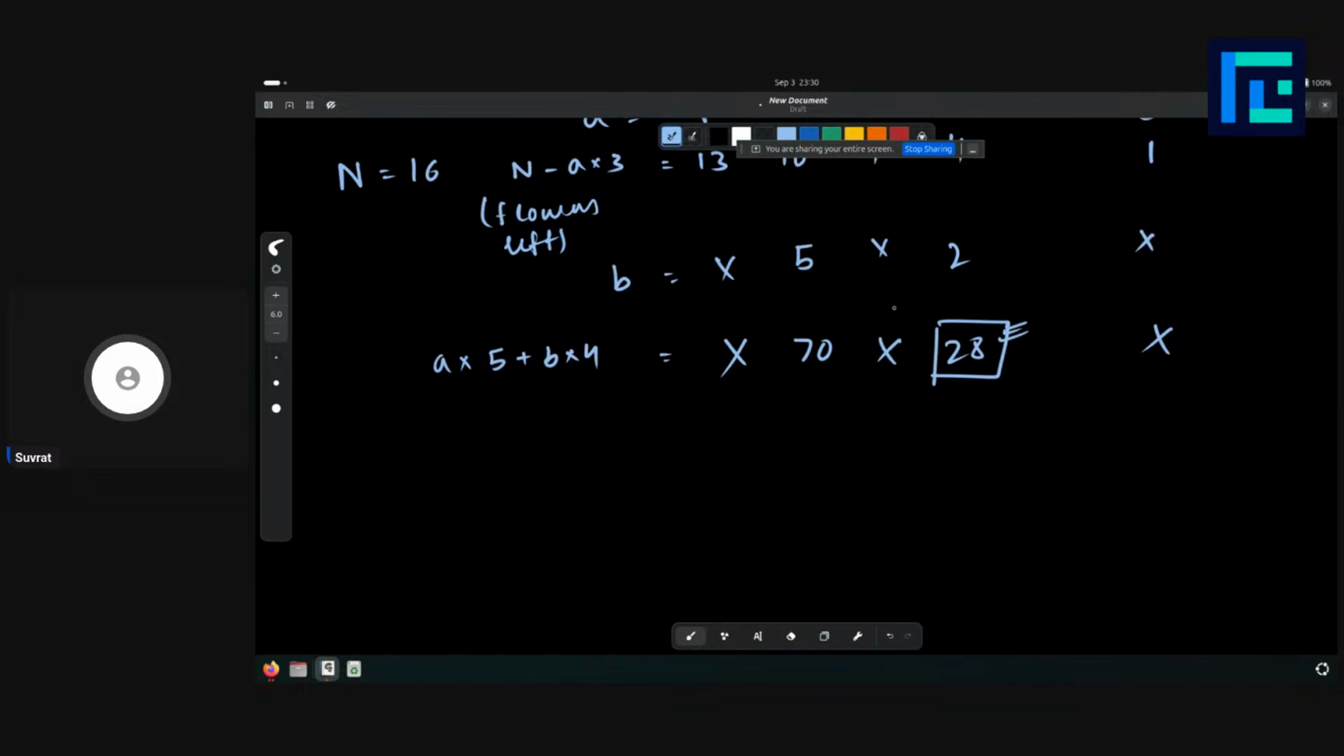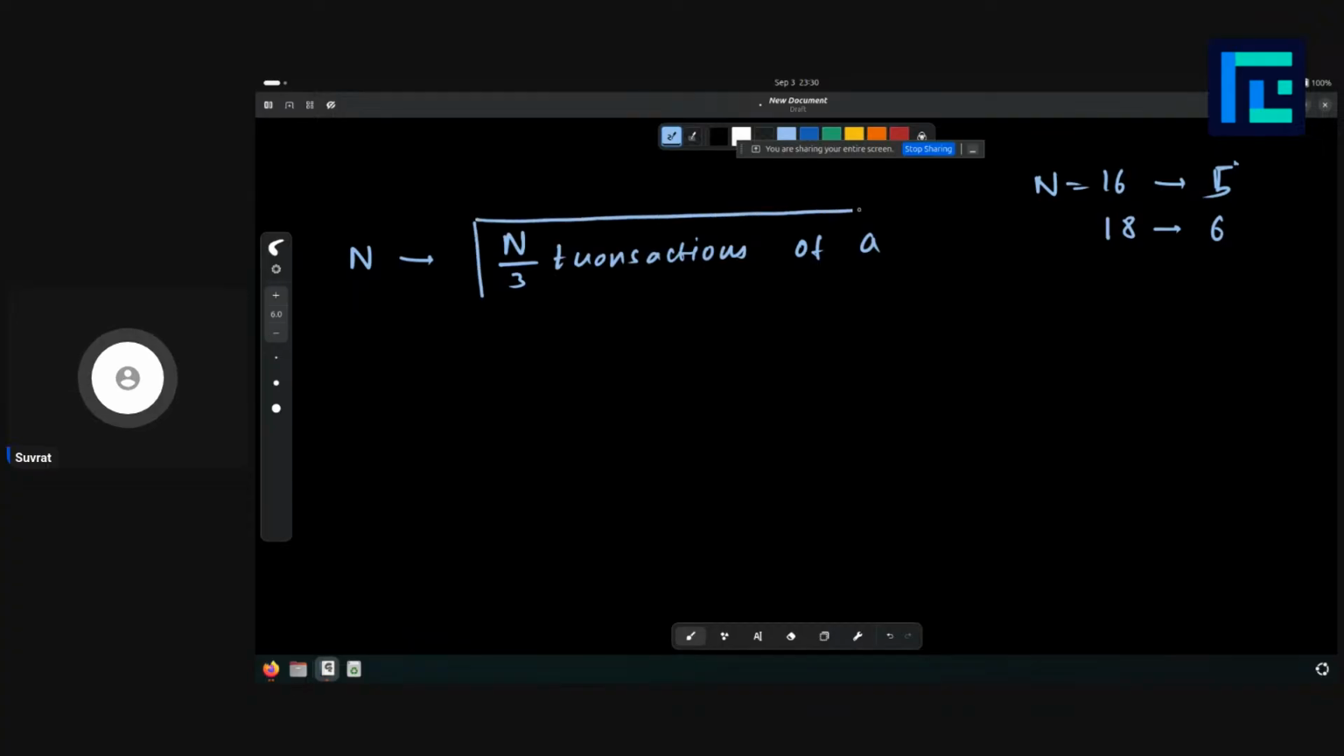So what we can do, for an N, we can do a maximum of N by 3 transactions of A, right? Basically a floor. Whenever I don't specify, it would be floor division only. So N by 3 transactions of A would be maximum, because for example, if N is equal to 16, I can do a maximum of 5 transactions. If N is equal to 18, I can do a maximum of 6 transactions. If I try to do 6 transactions here, then I would be getting 18 flowers, which is more than what we needed. So I can do a maximum of N by 3 transactions of A.